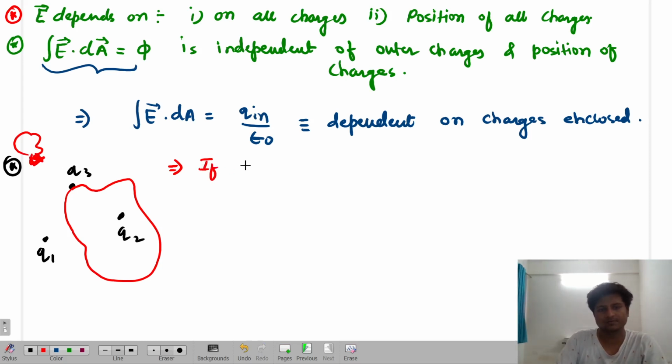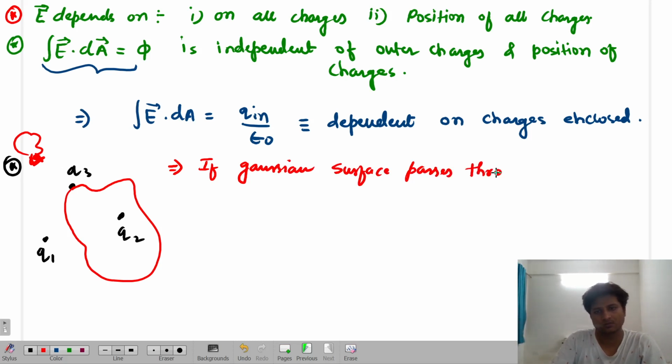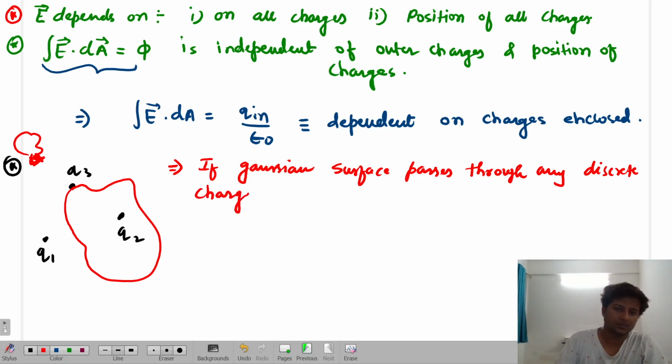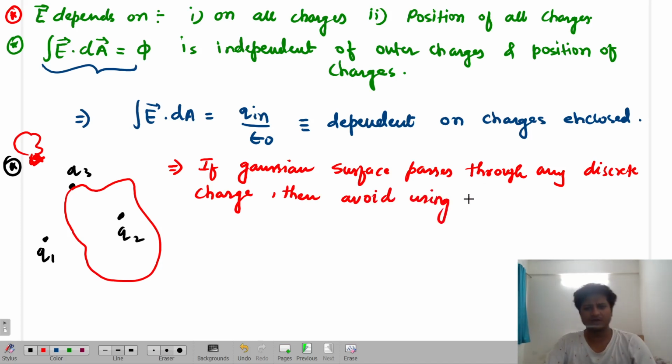Remember that if the Gaussian surface passes through any charge, any discrete charge, not a continuous charge, then avoid using Gauss law. Although this is not possible, we should avoid it. Got it or not?